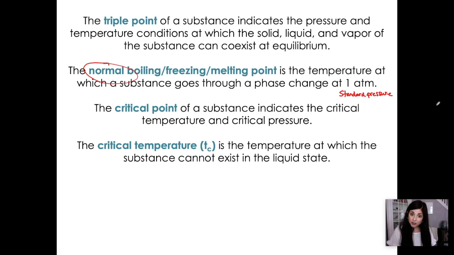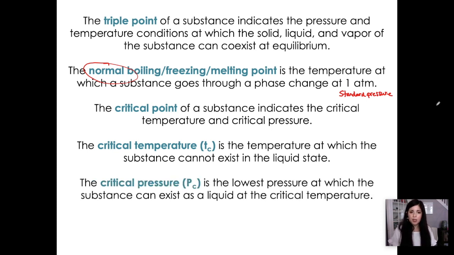The critical temperature is the temperature at which the substance cannot exist in the liquid state. So you have a temperature at which this particular substance can no longer exist as a liquid. It can't happen anymore. It has to be a gas, or it's what we call a supercritical fluid, which is one of the other definitions down below. So above the critical temperature, we no longer have a liquid. And the critical pressure is the lowest pressure at which the substance can exist as a liquid.